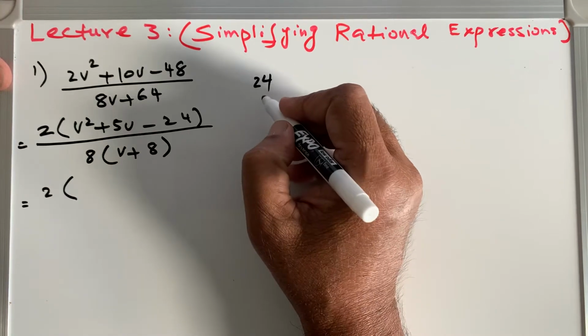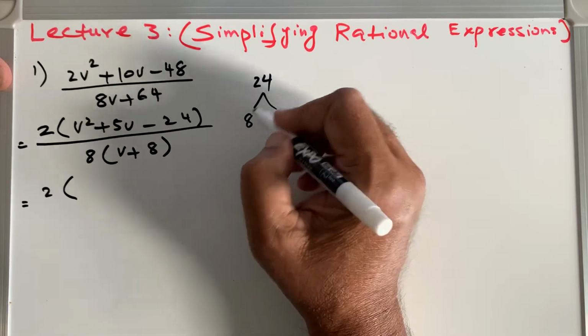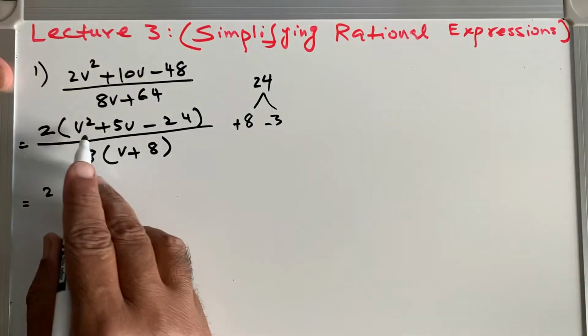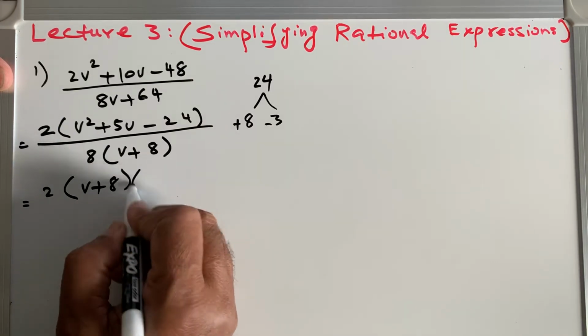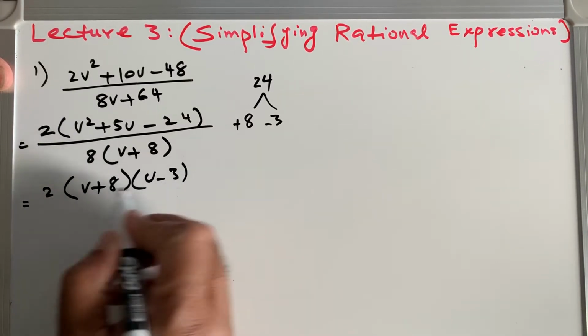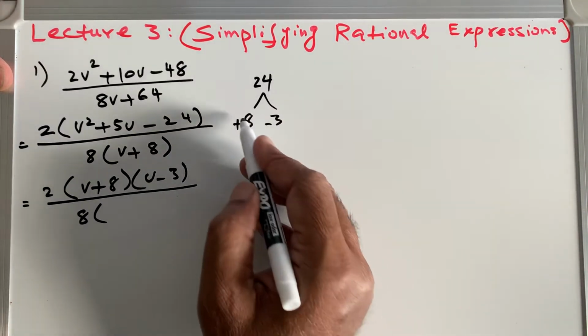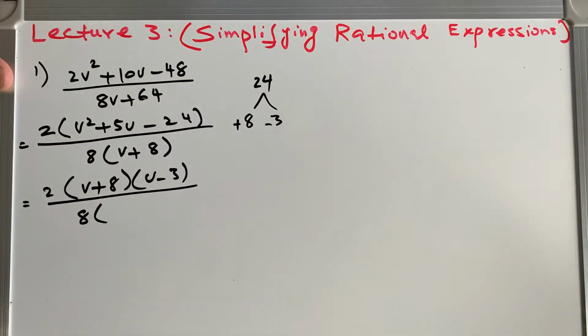So 24 is breakable, like 8 times 3 is 24. If you put this positive and this negative, your factors for this whole thing will be v plus 8 and v minus 3, right? So we just write down the factors. I write v plus 8 and v minus 3 as my factors. If you multiply these two, you will get the same v squared plus 5v minus 24.